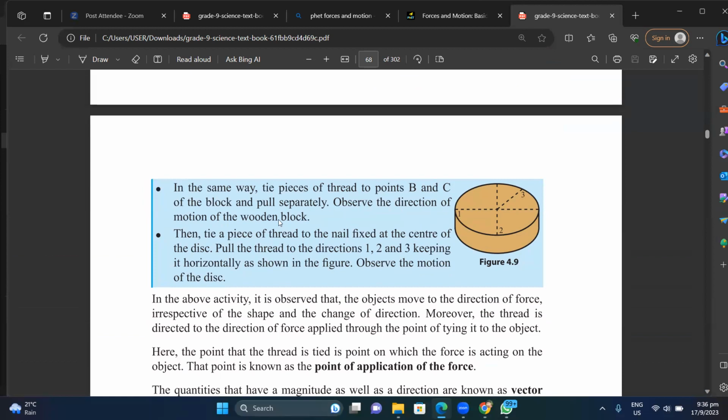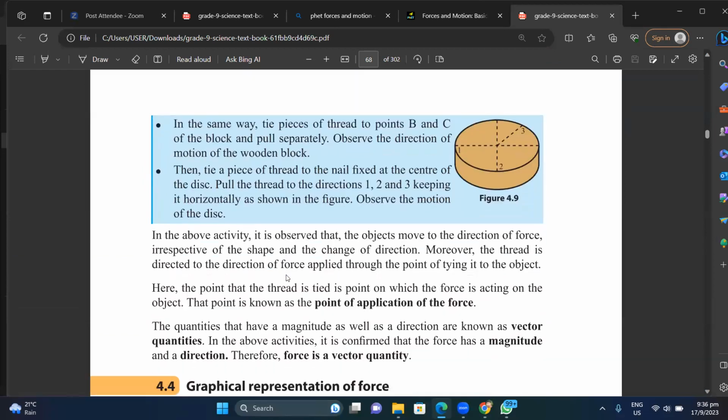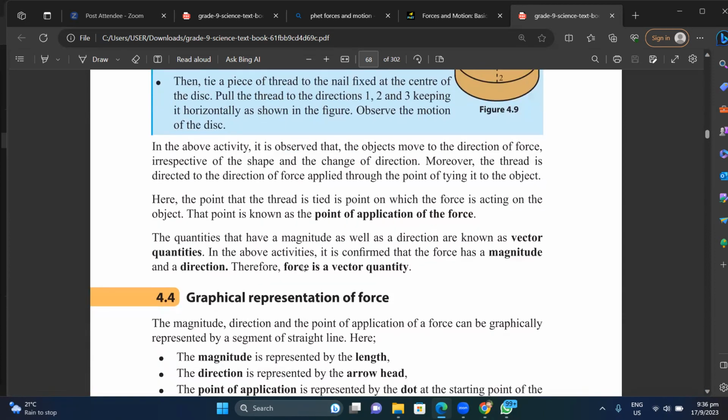Then what you can get is the idea that the point of application of force also matters. Here, at the point where the thread is tied, force is acting on the object. That point is known as the point of application of the force. The quantities that have magnitude as well as direction are known as vector quantities.